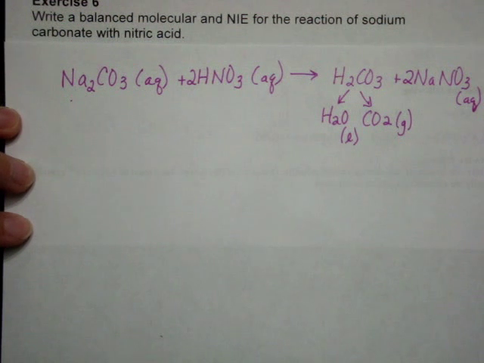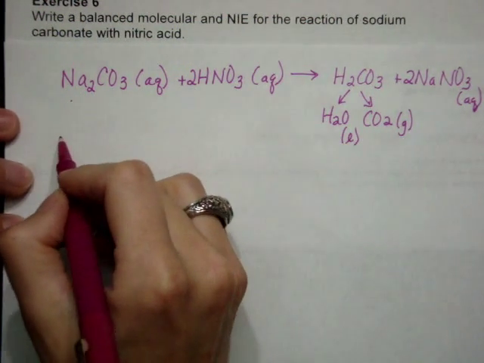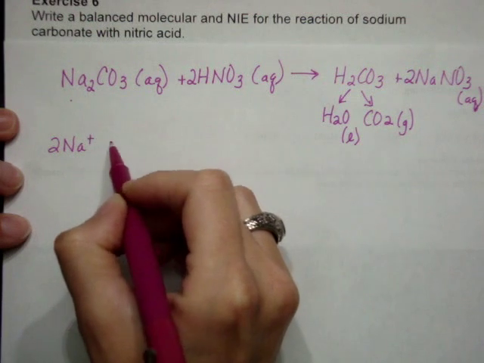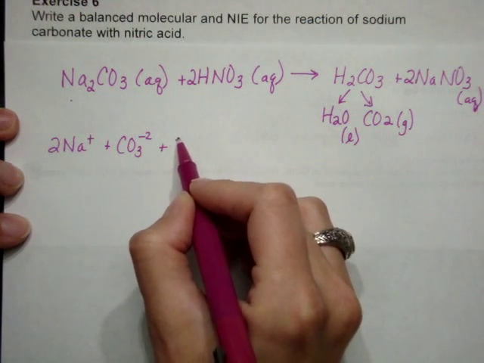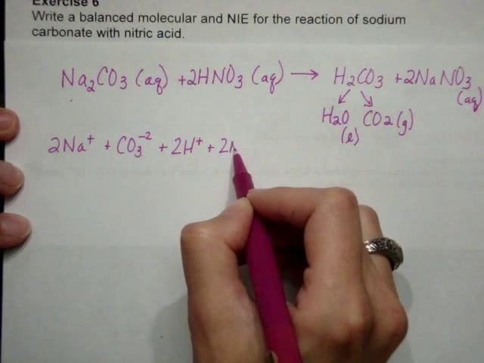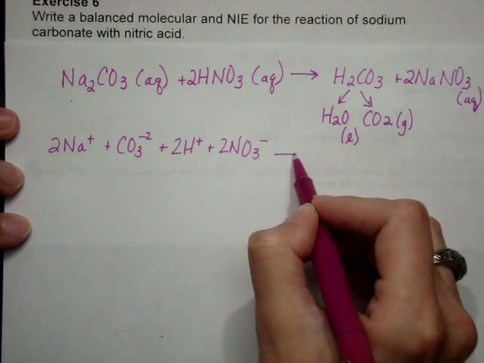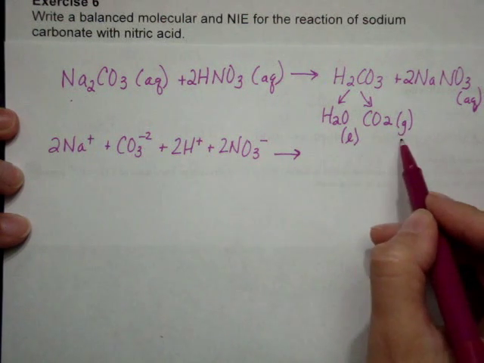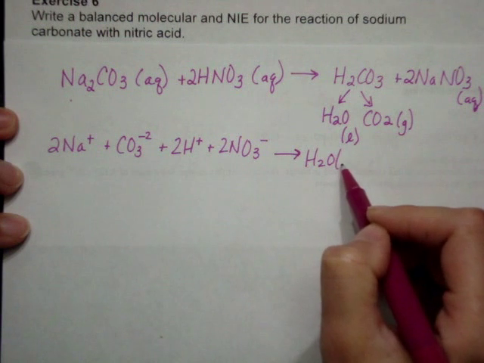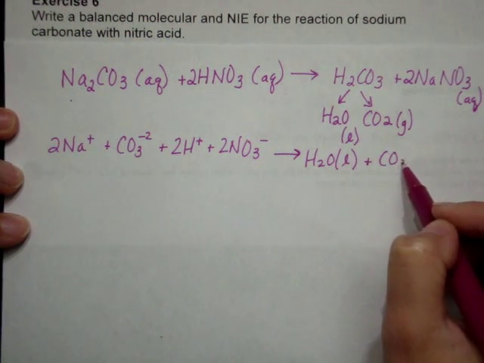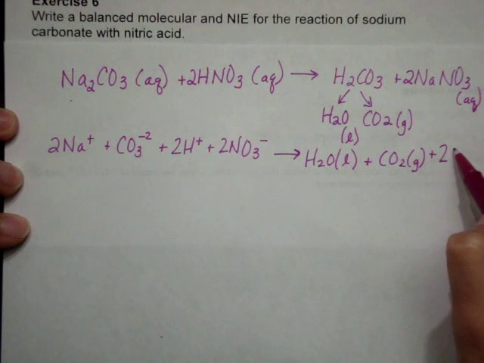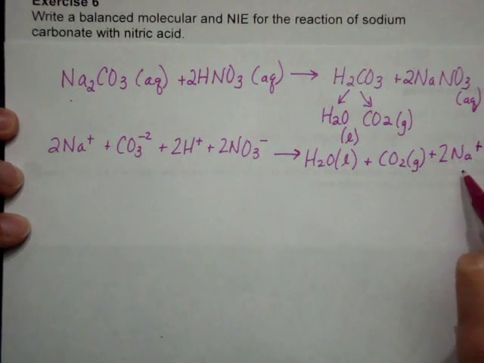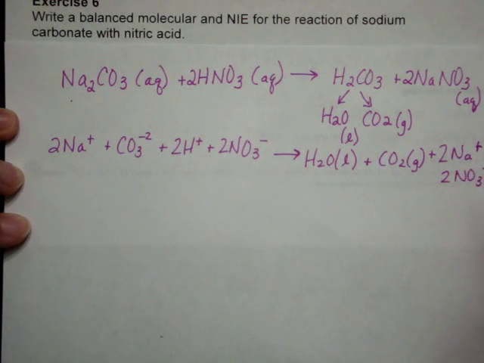All right, to get our net ionic equation, we first need to get a total ionic equation. So I'm going to split up everything I can. That's going to give me 2Na plus and a carbonate. Nitric acid is dissociated as well, 2H plus and 2NO3 minus. Now water and CO2, those are liquid and gas, so those stay as they are. H2O is liquid. CO2 is gas. Sodium nitrate can be split because it's also aqueous, so 2Na plus and 2NO3 minus. Kind of ran out of space there, sorry.